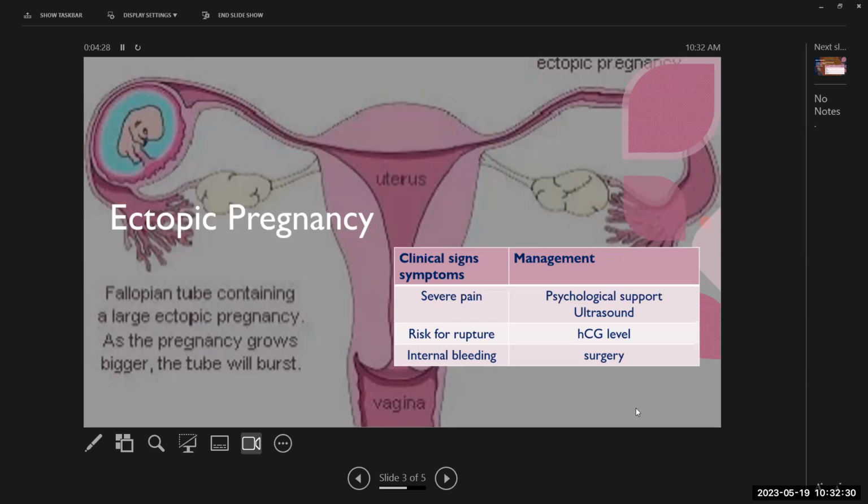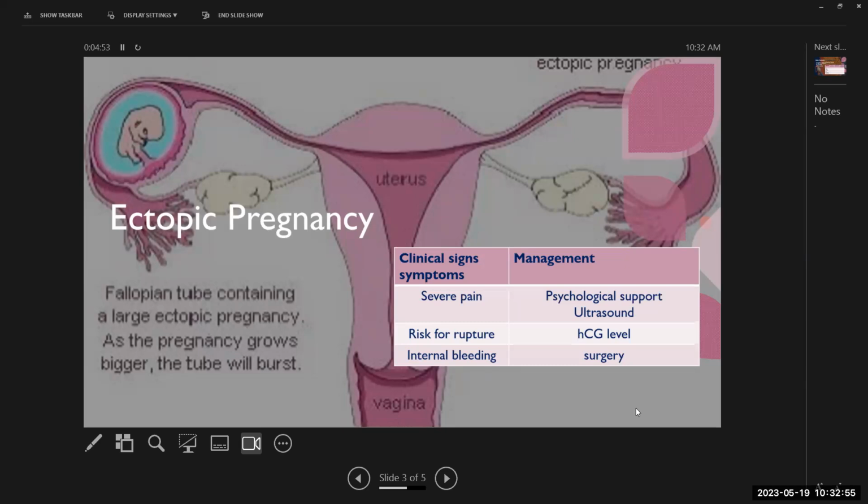Your client's going to call the office or she's going to show up in the emergency room with severe pain, either on the right side or the left side. It depends where the pregnancy is. And she's at risk for rupture if she hasn't already ruptured with a lot of internal bleeding. So this is very serious. Usually if they show up late at night, we have to go to surgery to remove it.